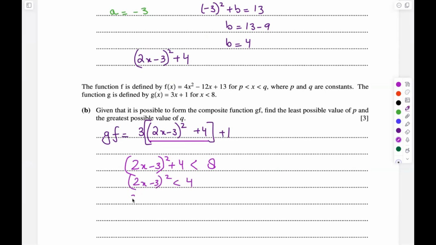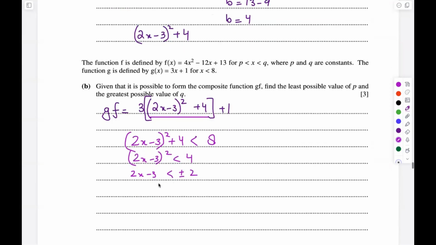Taking the square root, we'll get 2x minus 3 less than the square root of 4, which is plus minus 2. Now solving this to find the values of p and q, which are basically the x values for the function f, we can write it as 2x minus 3 less than positive 2. Taking 3 to the right hand side, this will become 2x less than 5. So x will be less than 5 upon 2. So the value of q will be 5 upon 2.